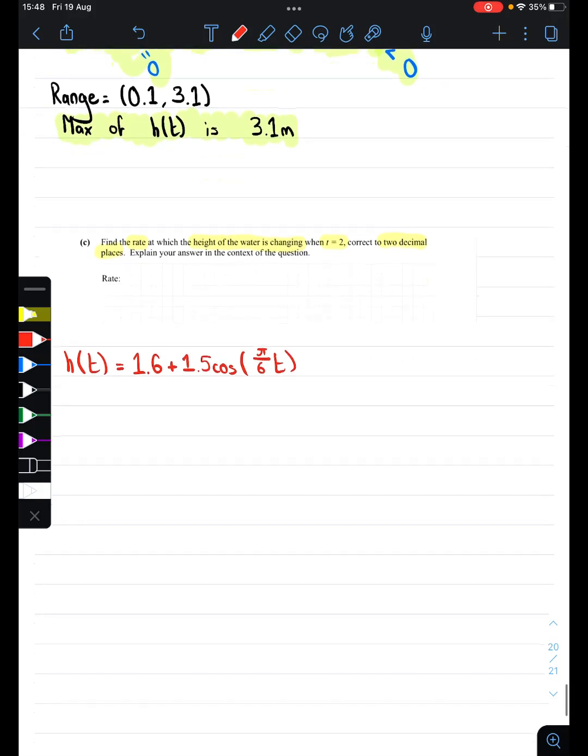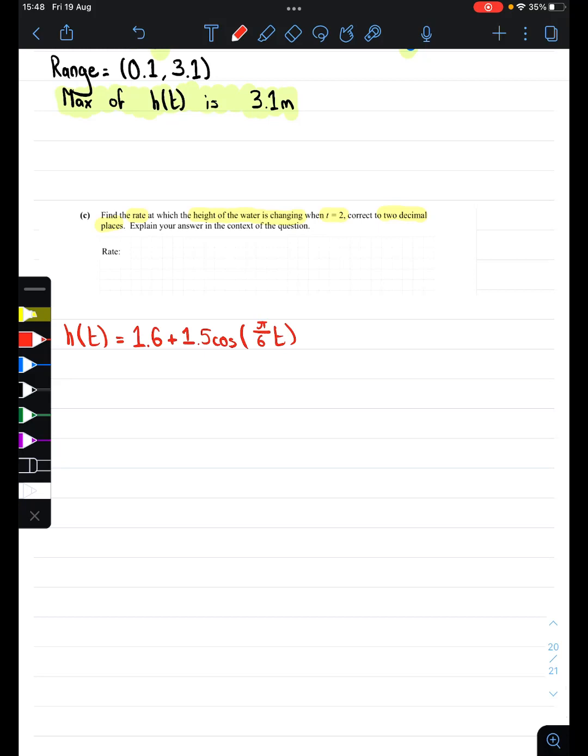And so we want to find the rate of change of the height of the water. So we're looking for dh/dt, the rate of change of height with respect to time. Okay, so to do this, we're just going to differentiate our function h of t.